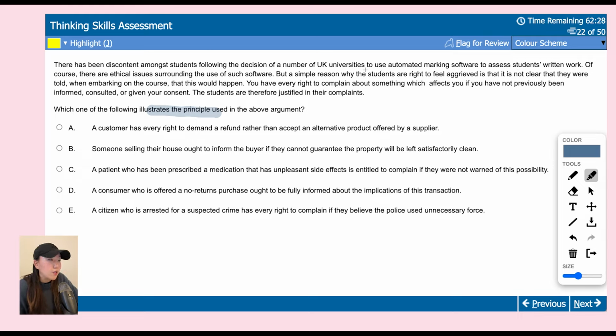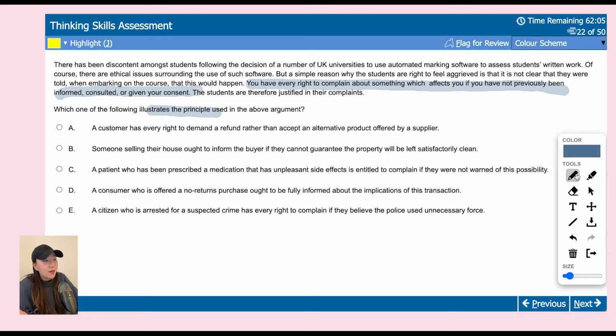There's ethical issues. Students have the right to feel aggrieved when they start on this course. And then you get to this sentence: you have every right to complain about something which affects you if you have not previously been informed, consulted, or given your consent. You can see the rest of it is just applying that, which is what they're asking you to do anyway. So it doesn't make sense to look at two different cases of it. Just see which the principal sentence is.